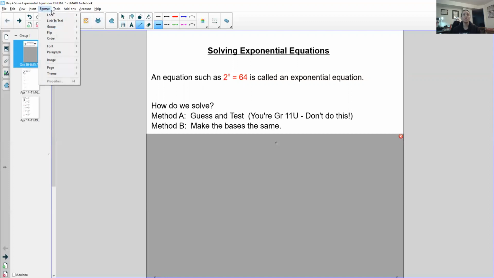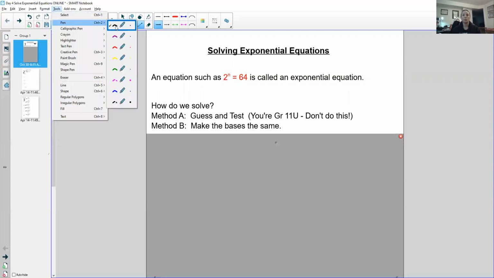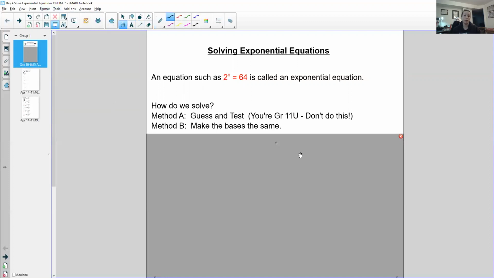Now, how do we solve these? Couple ways. Well, the first one is, if you're not in grade 11, you can guess and test, which is what you've been doing up until now. The second method, which we're going to learn this year, is learning to make the base the same, and then you can set the exponents equal to each other. There is, of course, a third method. You'll learn that next year. You need to learn something called logarithms.